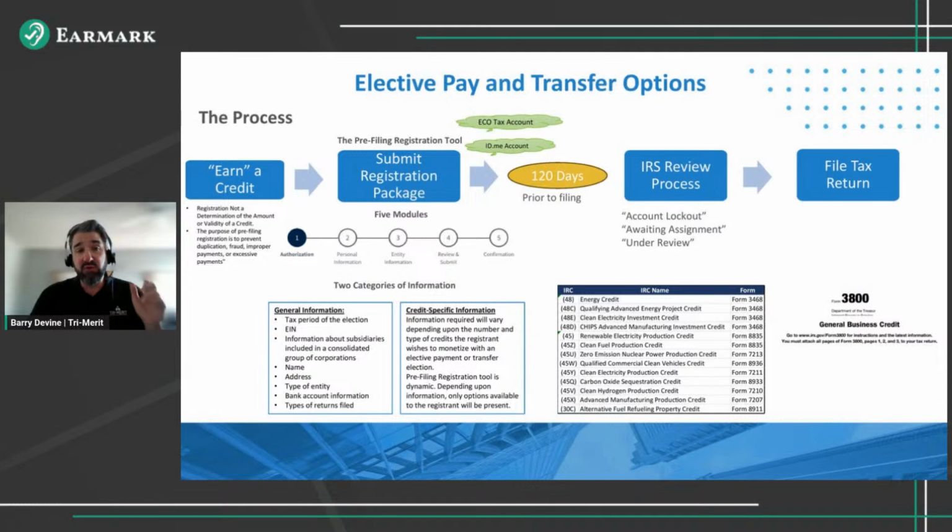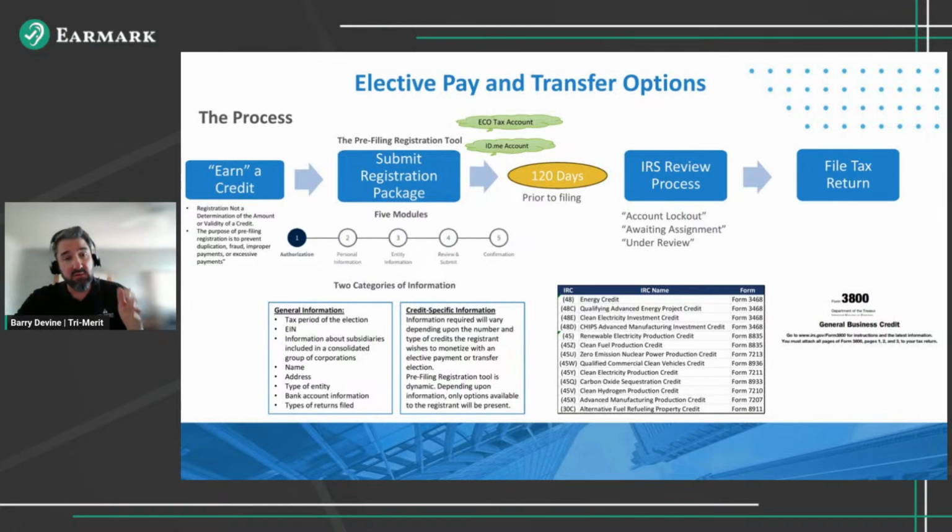If you're doing elective pay, you earn a credit, right? There's a little box here that says if you're 48, you're going to use the 3468. If you're doing any of these other tax credits, whether it's an ITC or a PTC, they're going to follow the same rules. Like Randy explained, you're going to spend that $1 million and you're going to have that 300,000 in the year that you place in service. That's for the ITCs. For the PTCs, you're going to place in service, generate the energy, sell it, and have a number at the end of the year. Either way, they both follow the same process.